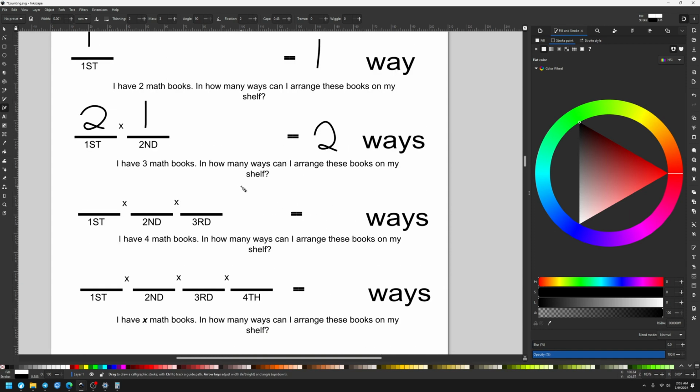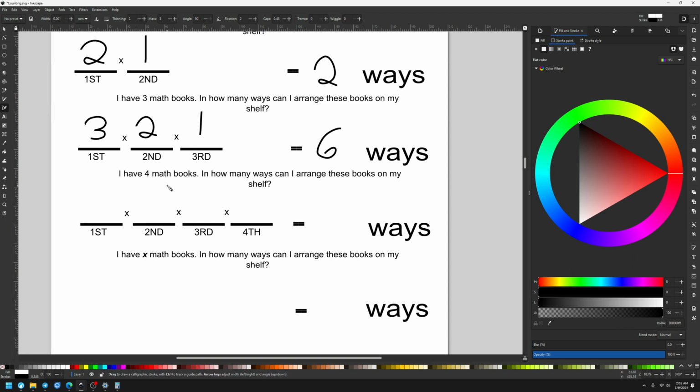I have 3 math books. In how many ways can I arrange these books on my shelf? Okay, same thing as last time. So 3 choices for the first spot, and now that we chose that one, we're only going to have 2 left. And now that we've chosen 2, we are going to have 1 left. So it's going to be 3 times 2 times 1, which is 6. So 6 ways. Okay. Now 4 math books. How many ways can I arrange these books on my shelf? Okay. 4 books for the first option, 3 for the next, 2 for the next, and we're going to have 1 left over. So it's going to be 24.